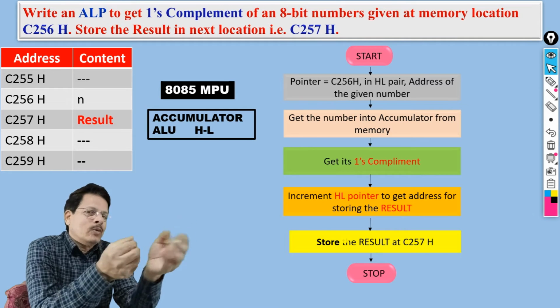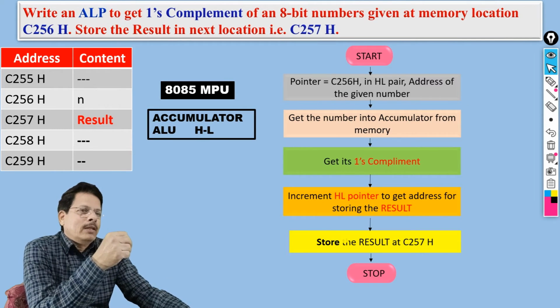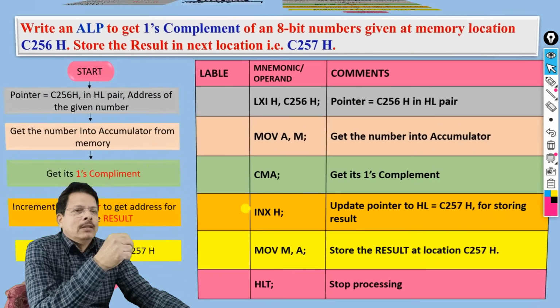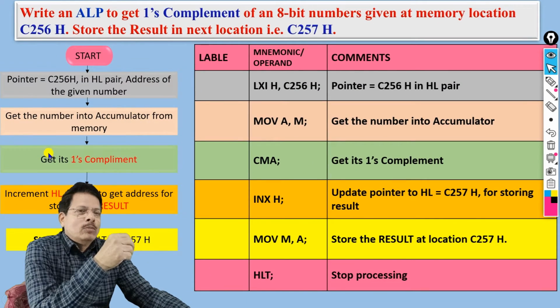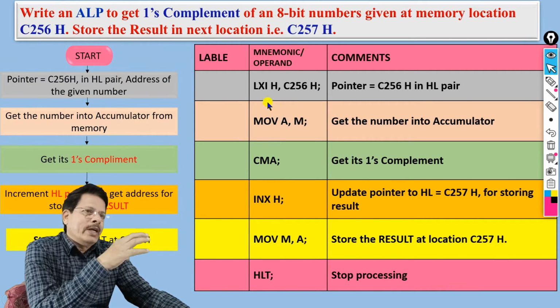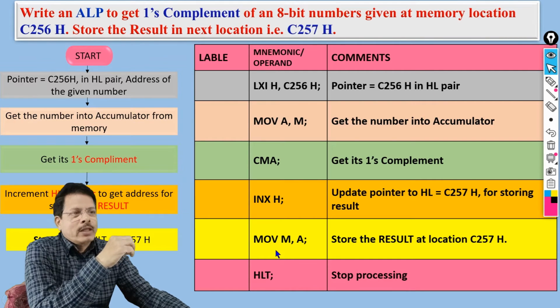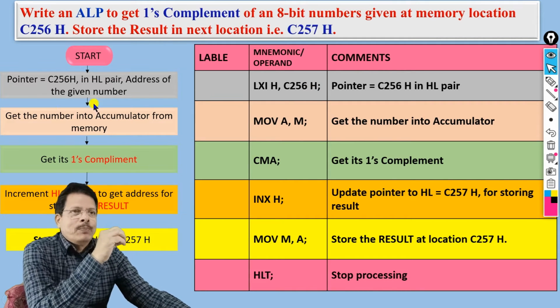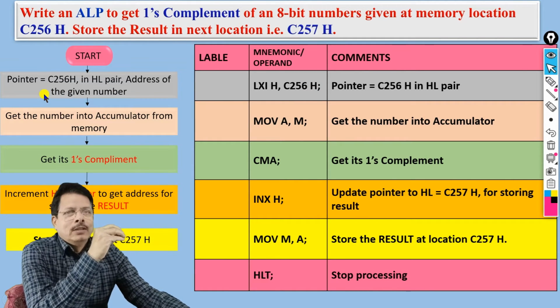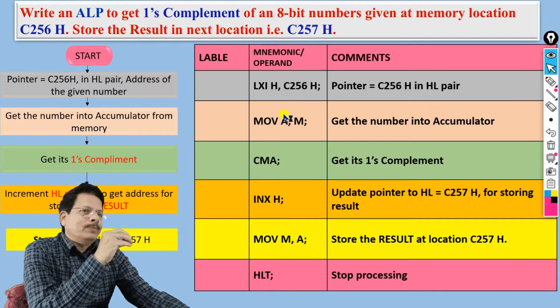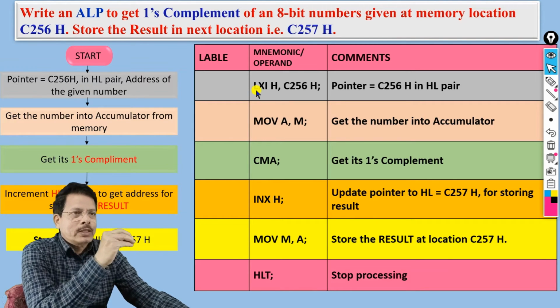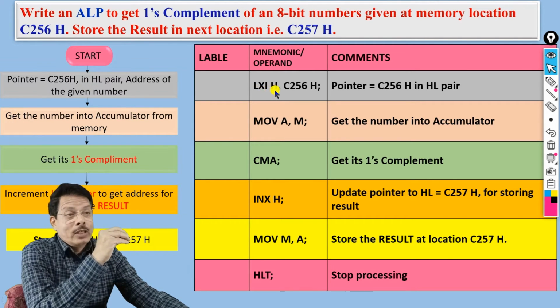So let us write the program for that, and here I have drawn the flowchart on the left hand side and the corresponding assembly language program for getting 1's complement. So let us start step by step. The first step here is we want to initialize the pointer, and therefore the instruction should be load HL pair immediate.